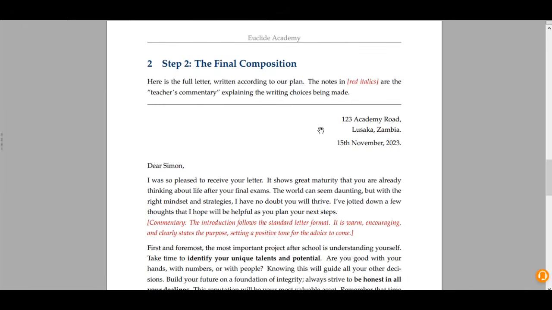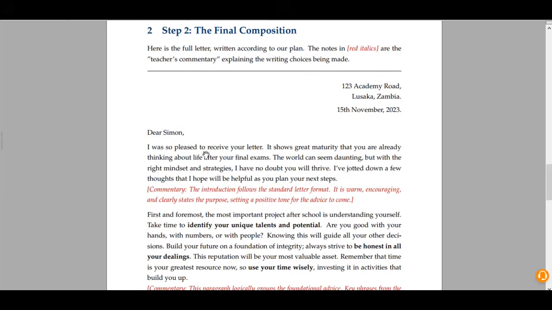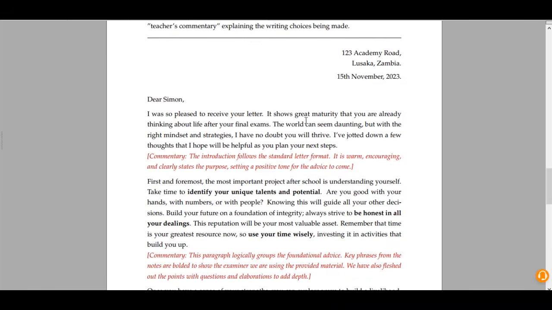Don't forget the format. You have the address on the right, then only one address because it's a friendly letter. "Dear Simon, I was pleased to receive your letter. It shows great maturity that you are already thinking about life after final exams. The world can seem daunting, but with the right mindset and strategies, I have no doubt you will thrive. I have jotted down a few thoughts that I hope will be helpful as you plan your next steps."